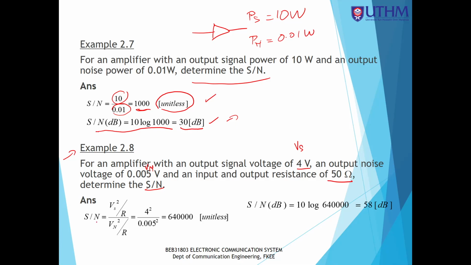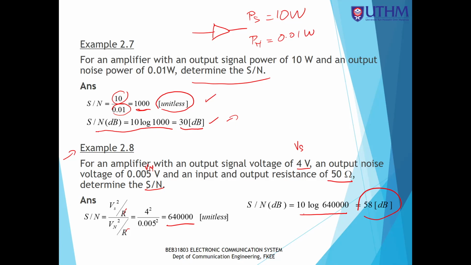So SNR is equal to Vs square over R divided with Vn square over R. You can cancel out the R, so this is 4 square divided with 0.005 square, so you get 640,000, no unit. And in terms of decibel, it is equal to 10 log 640,000, which is 58 dB.